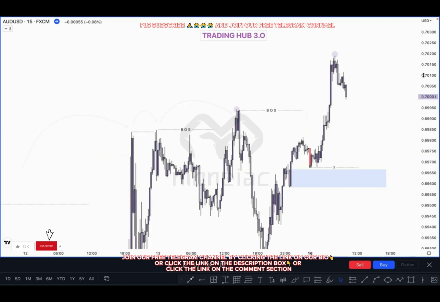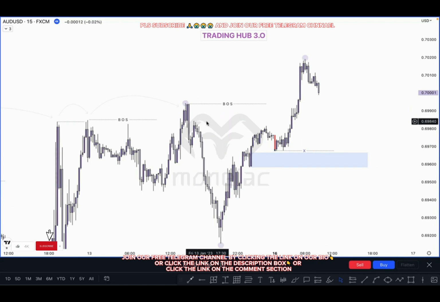So simply, first of all, you have to mark the structure here and wait for the taking out of the inducement, then you can buy. And the next possible scenario is here on the extreme point. So only 2 POI actually work, after taking out the inducement and after taking out the engineered liquidity, or you can say on a tap on the extreme order block.